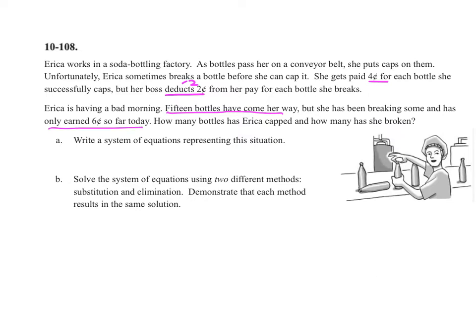So big things that I look for here is what's our kind of totals? Well, in total, she's earned 6 cents. So I'm going to set that equal to 6 cents. But I know that 6 cents is based on 4 cents for successfully capped, but losing 2 cents for each that she has not capped, or that she has broken. So minus 2 cents for each one that she's broken, 4 cents for everyone that she successfully caps or that she's capped. So there's my first equation.